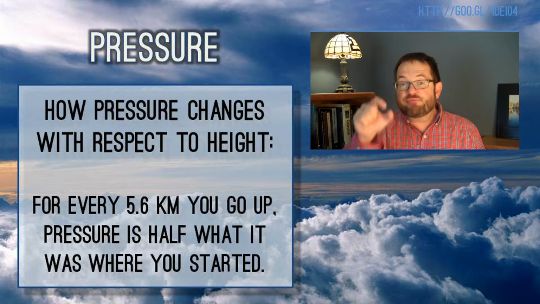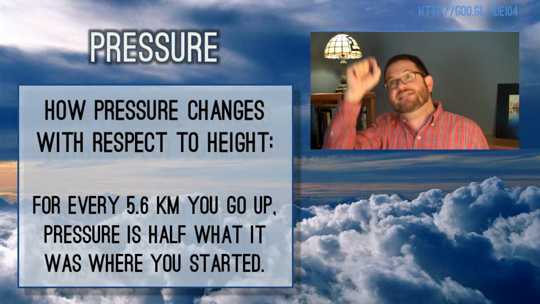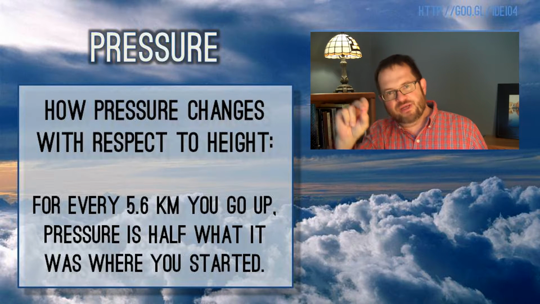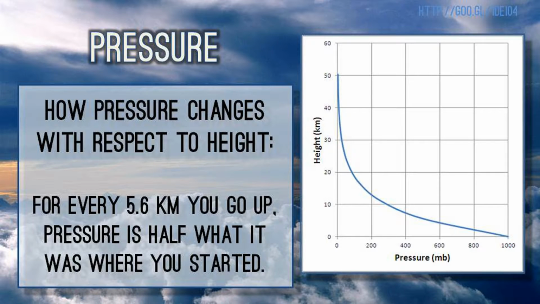For every 5.6 kilometers you go up in the Earth's atmosphere, the pressure at the top of that layer, or that path, or whatever you want to say, is half of what it was at the bottom of that path where you started. So let me give you a graph here of what pressure is doing with respect to height. You're going to be making a graph very similar to this in this lab activity today. This graph illustrates this basic principle that for every 5.6 kilometers you go up in the atmosphere, the pressure is half of where you started.